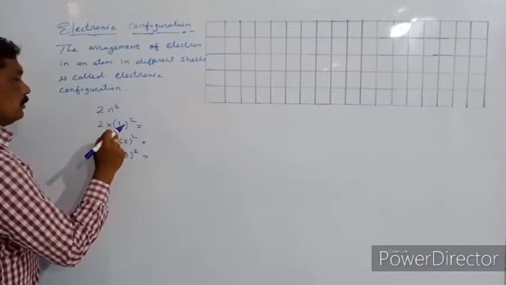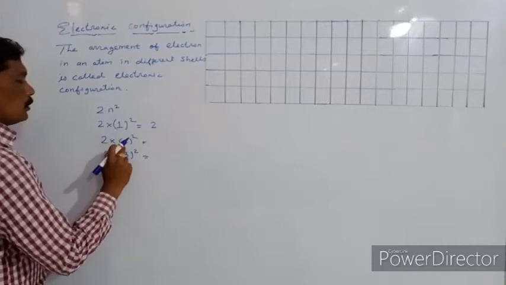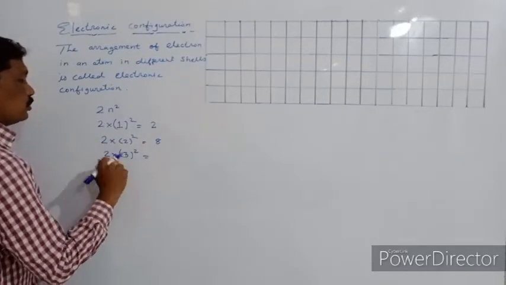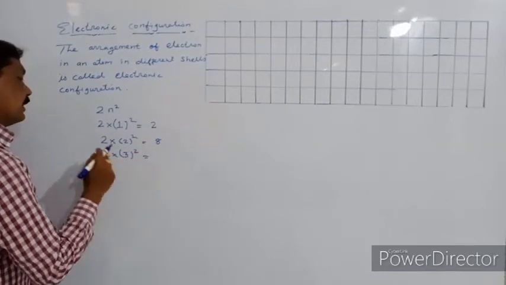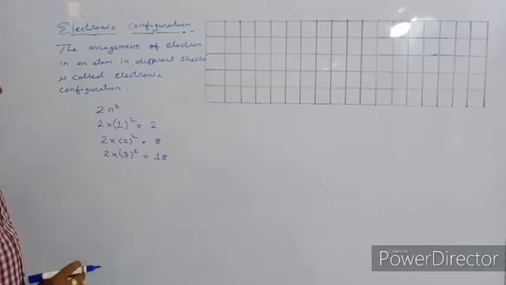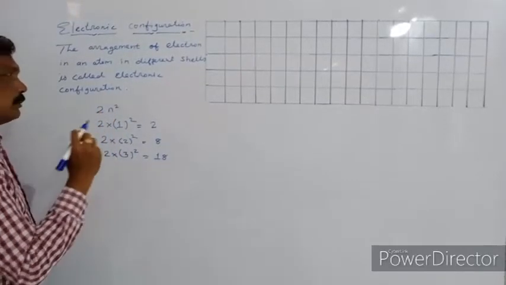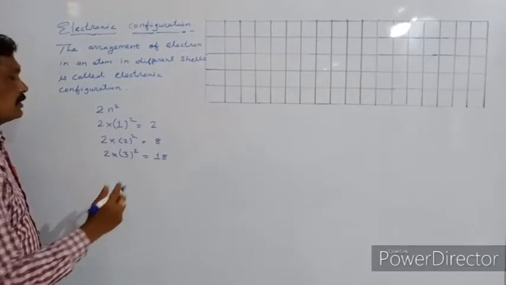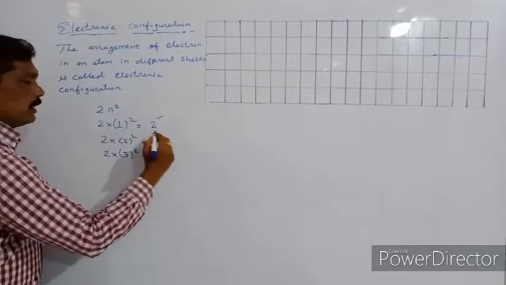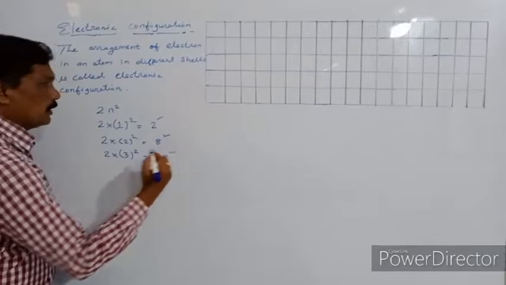One square is 1, 1 into 2 is 2. 2 square is 4, 4 twos are 8. 3 square is 9, 9 twos are 18. According to the formula 2n square, the distribution of electrons is: in the first orbit there will be 2 electrons, in the second orbit there will be 8 electrons, in the third orbit there will be 18 electrons.